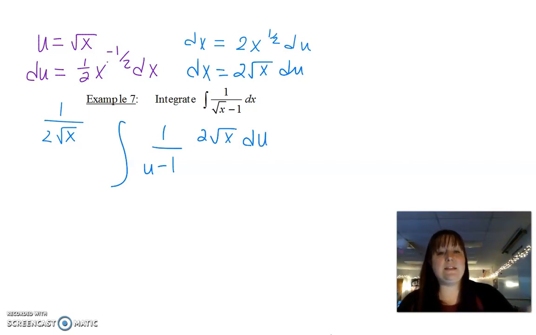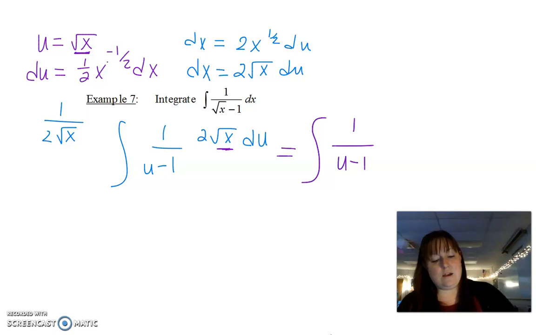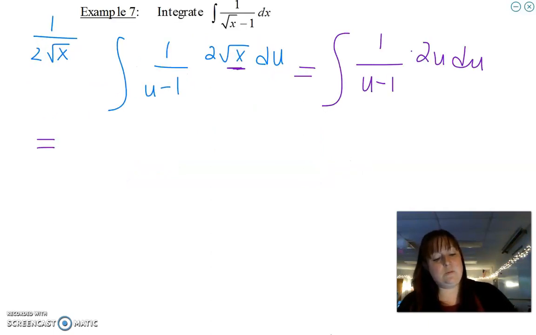And you say, well, that didn't help me any because it didn't actually get rid of anything. Well, it did and it didn't, because do you see this right here? Look, square root of x is u. So we can just substitute that in again. Okay, so now I have the integral of 1 over u minus 1 times 2u du. And I'm going to go ahead and bring that 2 outside the integral because it's just a constant. And then I'm going to have u over u minus 1 du.